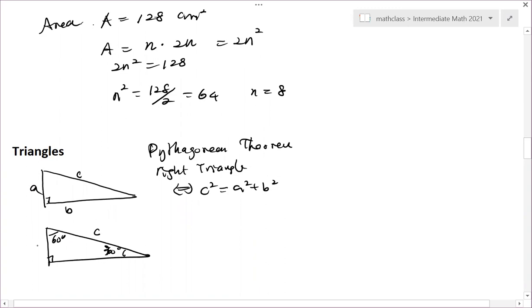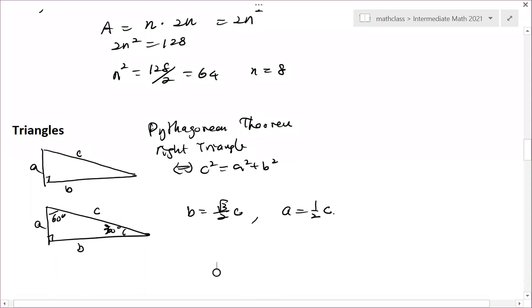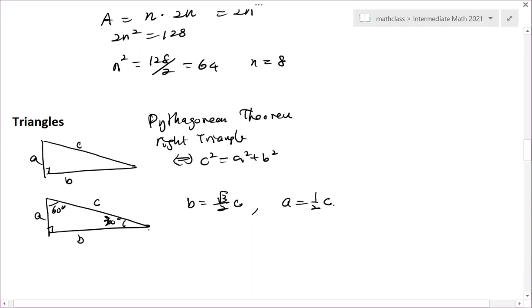For this special triangle, the relationship among the three sides is that B is going to be square root 3 over 2 times c, and A is going to be just half of c. Now why is that true? I think A equals half of c is easy to see. Once you get that, you can find B.